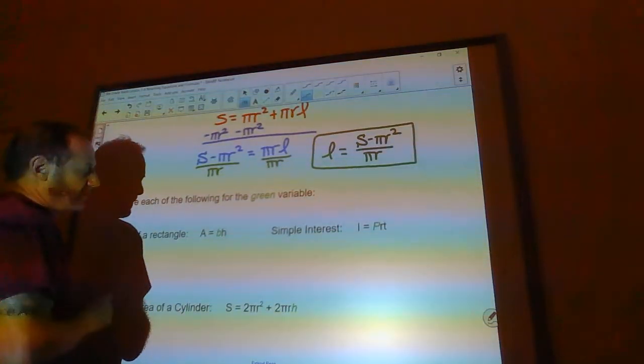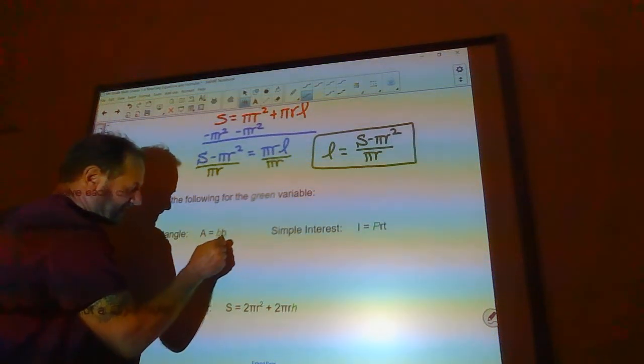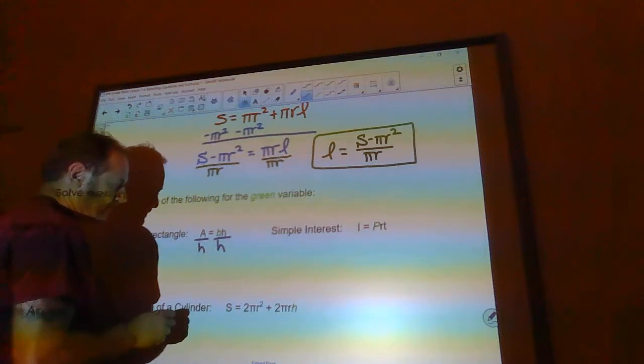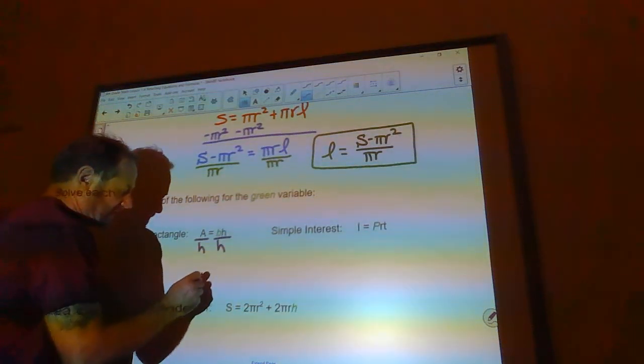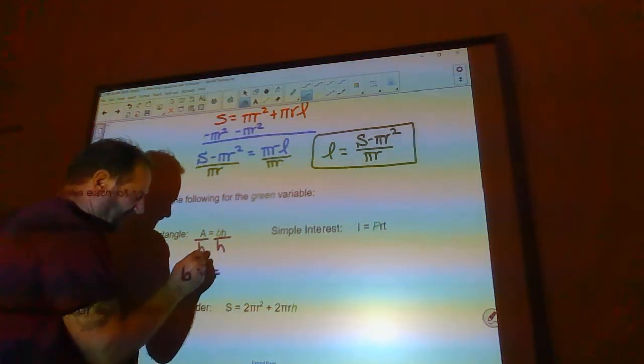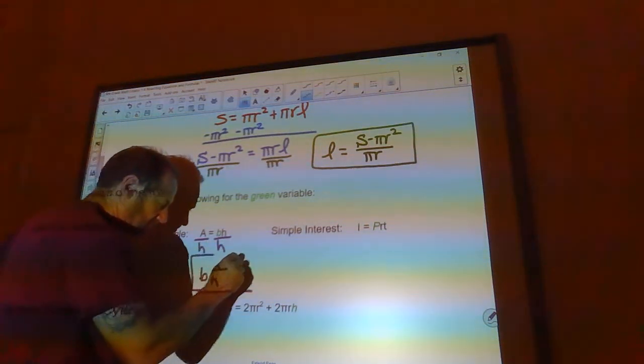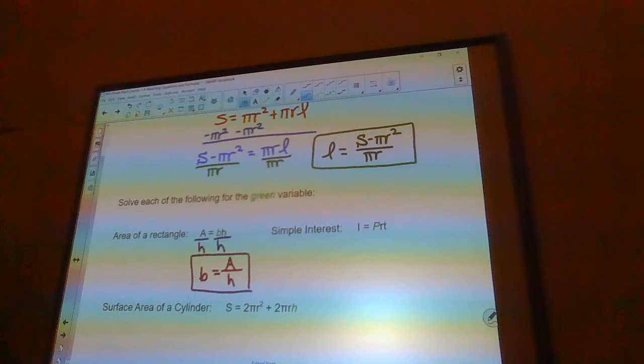Okay, this one's super easy. I just got to divide, I got to get rid of that h. So I'm going to divide both sides by h. Okay, so the h's go away and I get b equals A divided by h. And I'm done. Can't go any further than that.